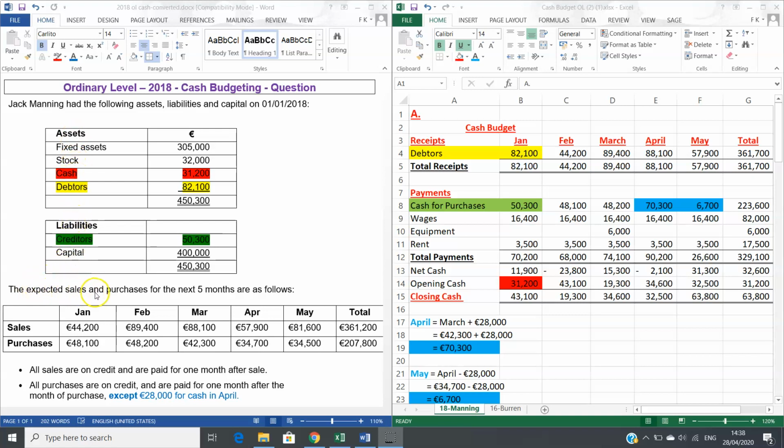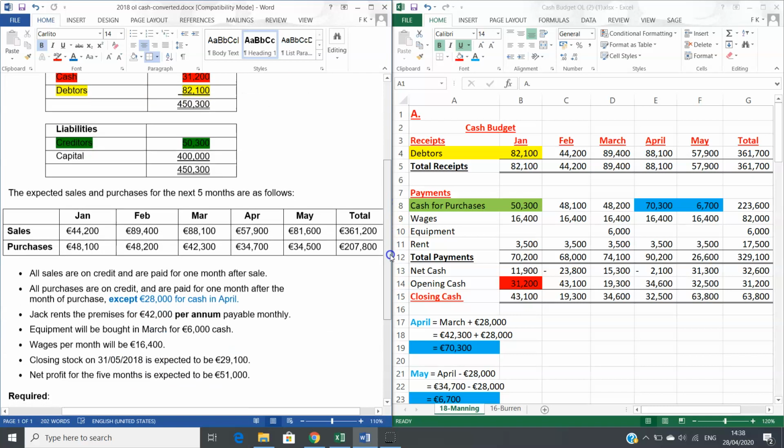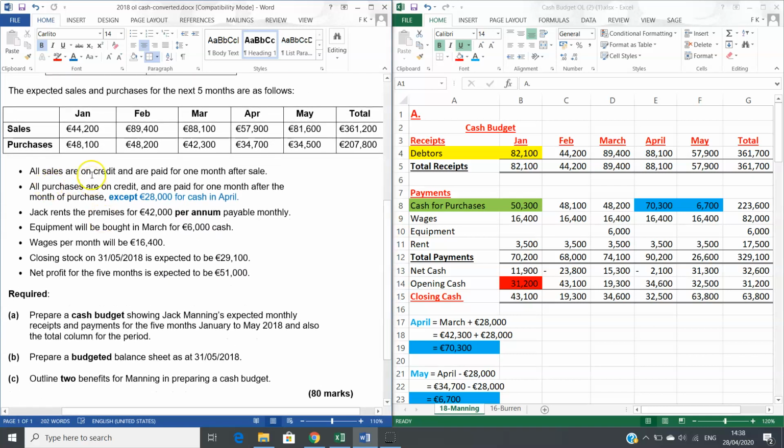These are the expected sales and purchases for the next 5 months. Sales, and then purchases underneath, so you can see the various months and a total as well. We're provided with some additional information along with that: all sales on credit and paid for 1 month after sale. Purchases, we're told about rent, equipment, wages, closing stock and net profit. So part A, we were asked to prepare a cash budget showing the expected monthly receipts and payments for 5 months, January to May, and also the total column.